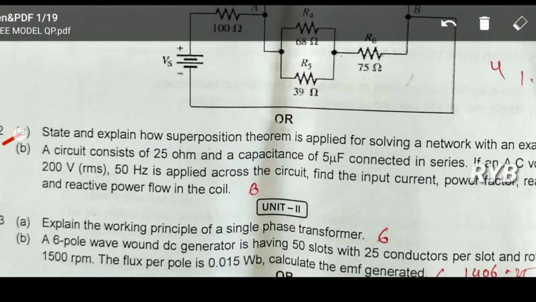Coming to question number 2: state and explain the superposition theorem applied for solving a network, with an example. And another one: a circuit consists of 25 ohms resistance and 5 microfarad capacitance connected in series. A voltage of 200 volts is applied. Find the RMS value, input current, power factor, real power and apparent power. Let us see this answer.